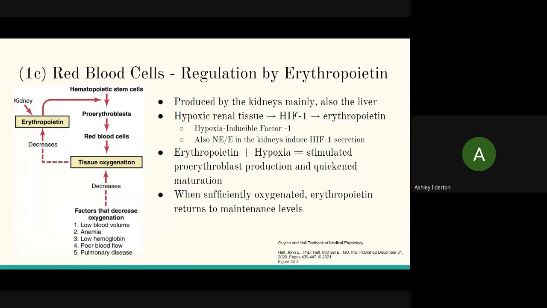In your tissues, if you have erythropoietin and you have hypoxia at the same time, that will stimulate proerythroblast production, as well as quicken maturation of those into erythrocytes. So basically, you'll get a lot of red blood cells really fast. And then once you're sufficiently oxygenated in the tissue that was having the issue, erythropoietin returns down to maintenance levels.